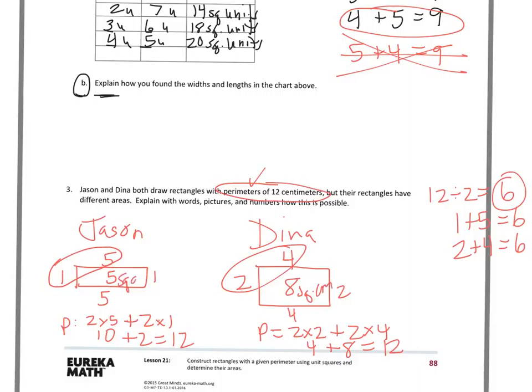just to help out. But the big question is, explain in words, pictures, and numbers how it is possible that they can both have rectangles with perimeters of 12, but they have different areas. And the way this is the case is because their side lengths are different measurements. And there's my answer statement right there.